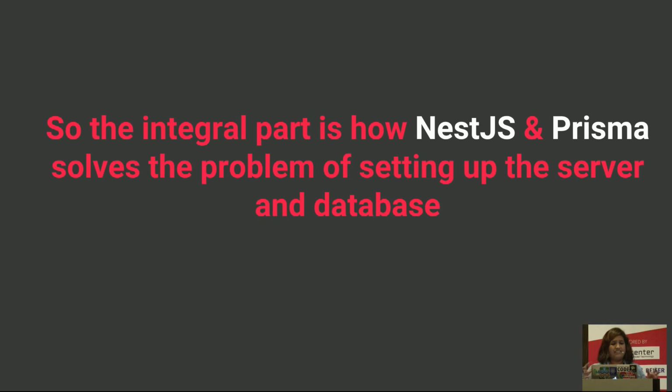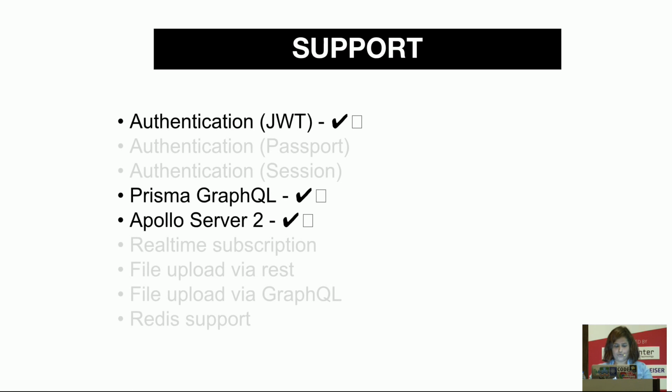So the integral part here was mainly to understand how you are using Nest.js for building up your server much easier or in a faster way, and using Prisma to solve the problem of database. What we are supporting currently in the boilerplate is authentication with JWT. We are using Prisma GraphQL. Apollo Server 2 is inbuilt supported, so we really did not have to bother about it.